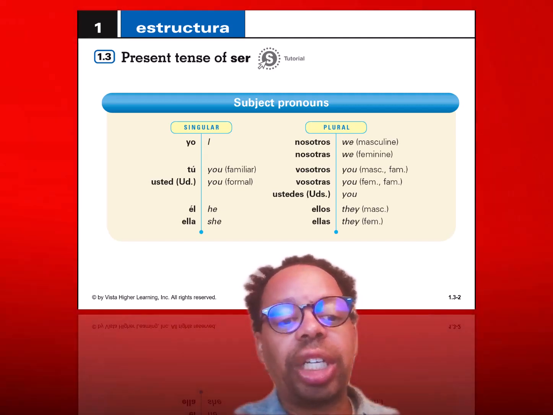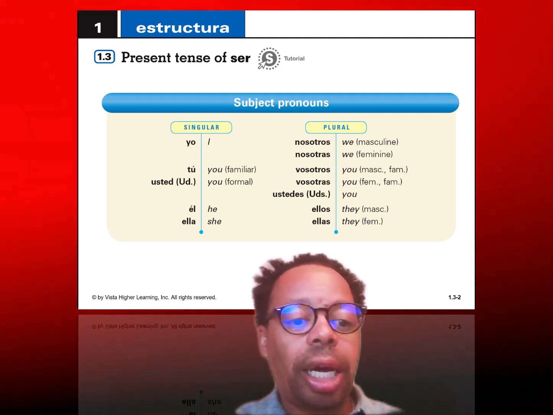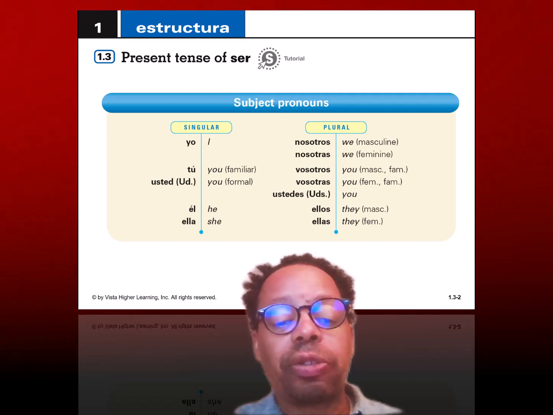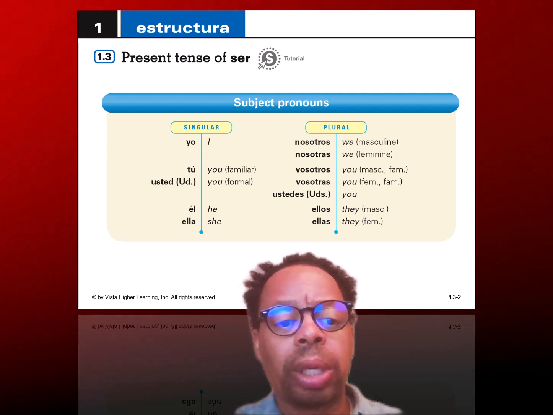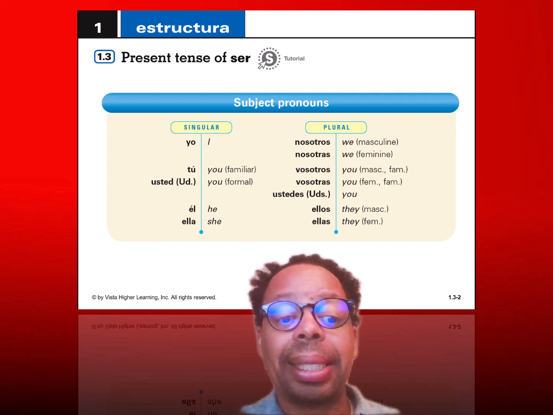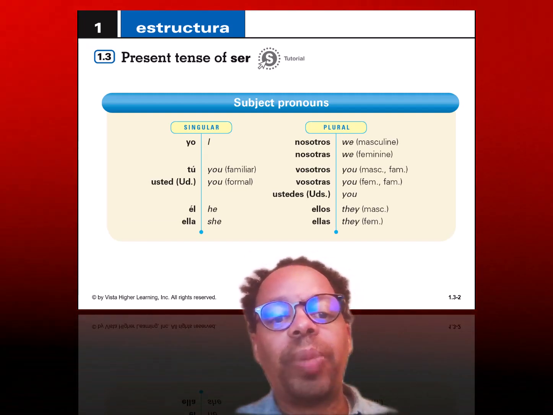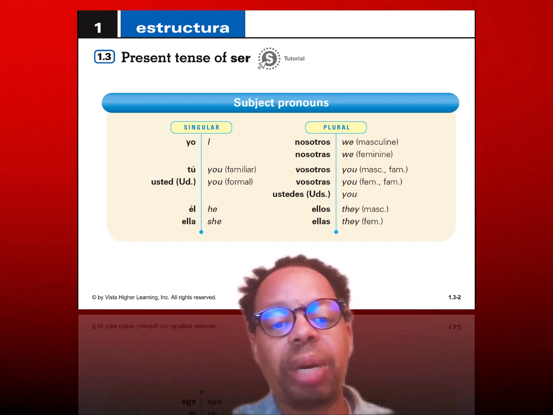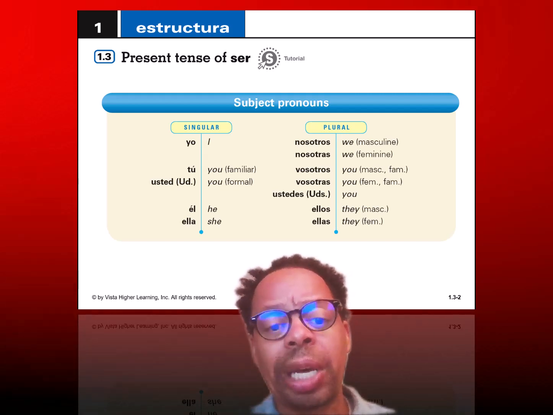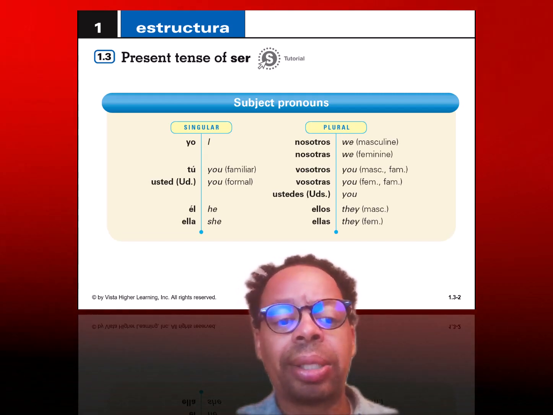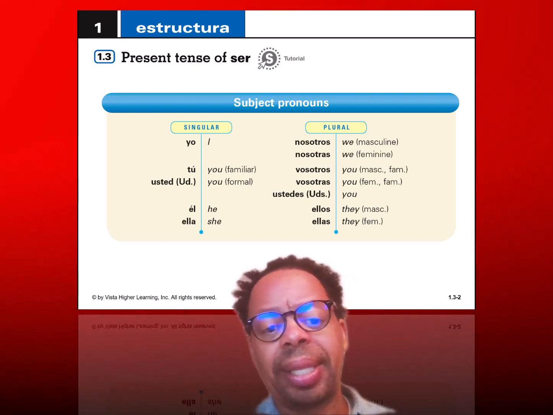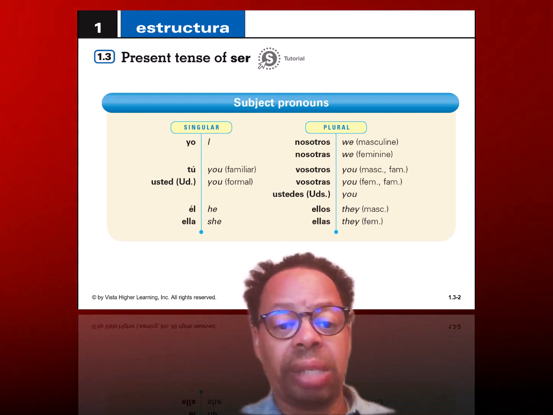And for he and she, él and ella, the él looks familiar because we use that with the articles. But notice that this one has an accent over the E. So make sure that you make a note of that because it does become very important once you get further along in your Spanish journey. The accented letters may change the meaning of the word, may change the tense of the word, but it is very important in Español.